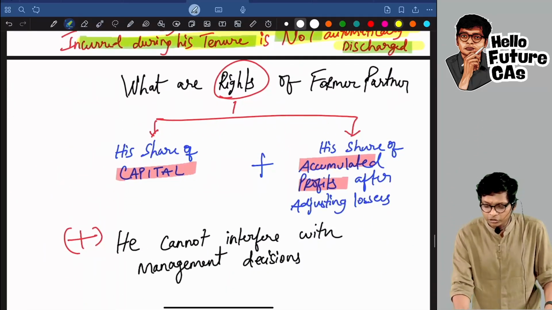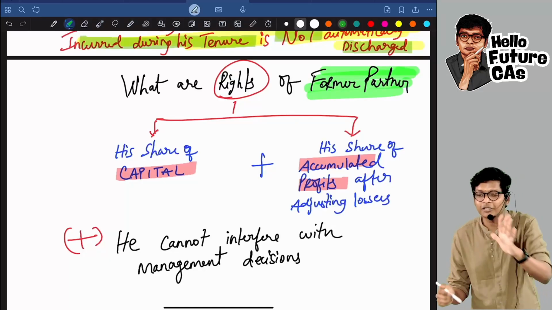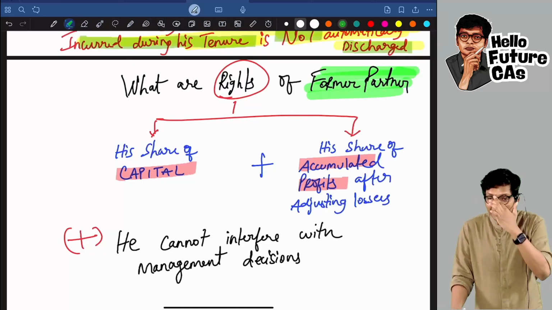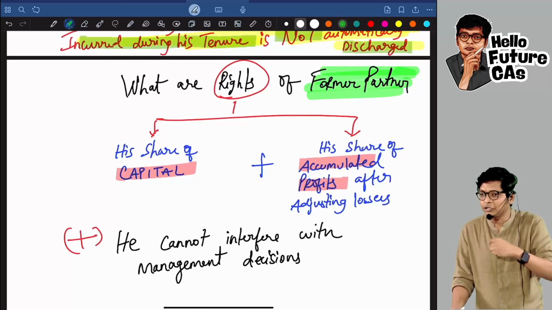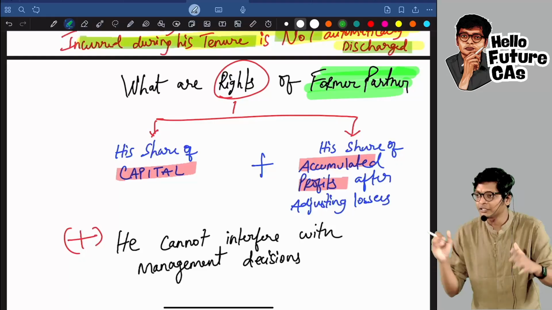Now, what are the rights of a former partner? What will you tell in a relationship? Come on, delete all the photos. You can't tell with whom that person will go next. That's not in your control. But you can tell, delete the photos, break the toys, gifts, all that you can do.